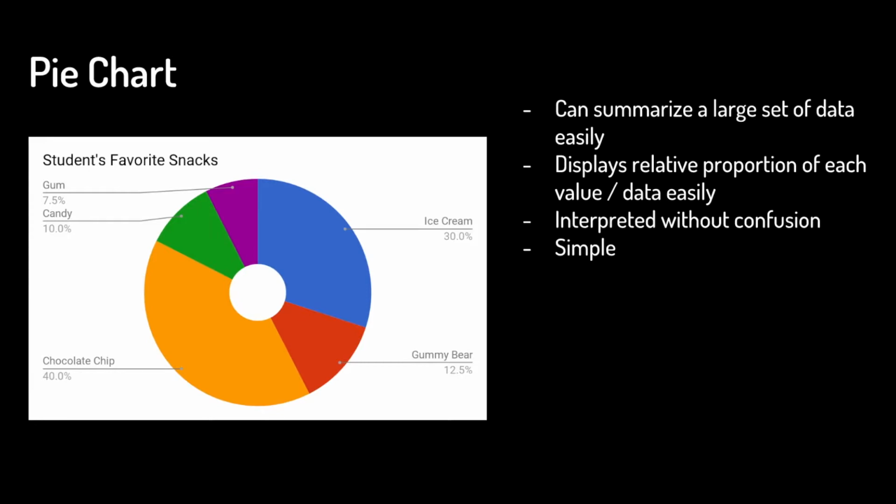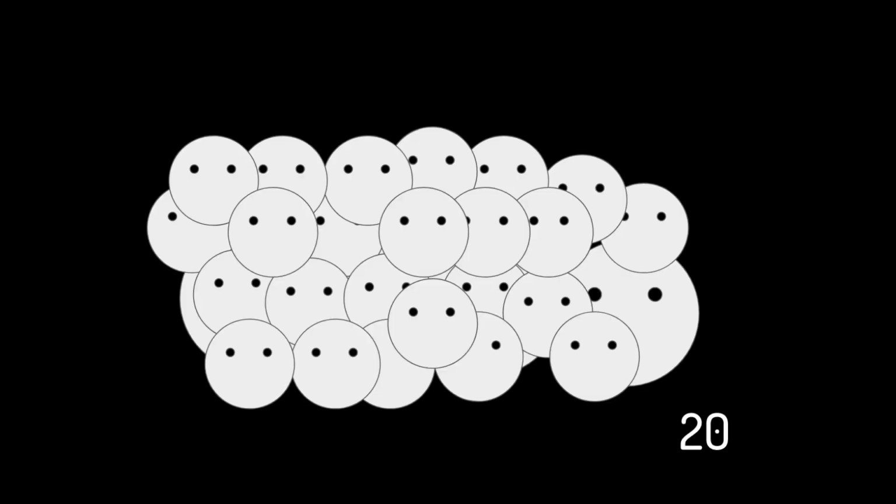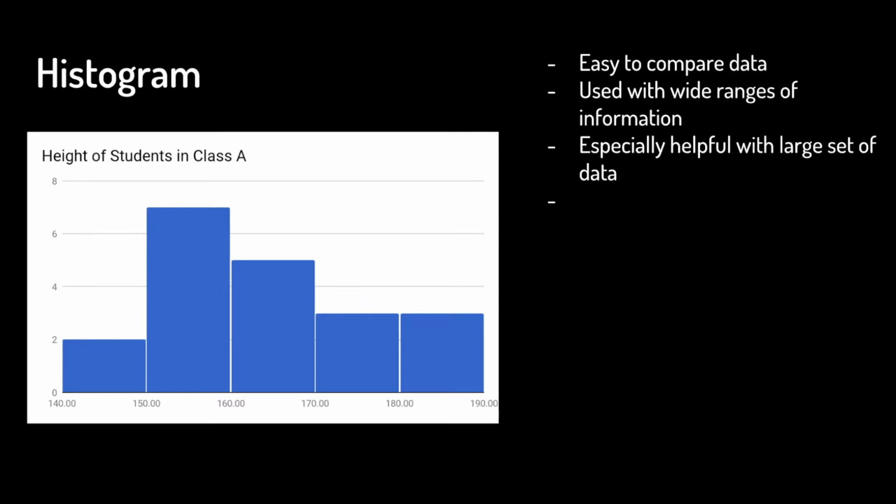A pie chart can summarize a large set of data easily, and it displays the relative proportion of each value easily. As you can see here, it shows the percentage of how many people from the 40 people wanted each category. Ice cream, 30% wanted, for example. It can be interpreted without confusion, and it is very simple. Next, assuming we have done a survey in a class with 20 students about their height, let's see how it would look when we change that data into a histogram.